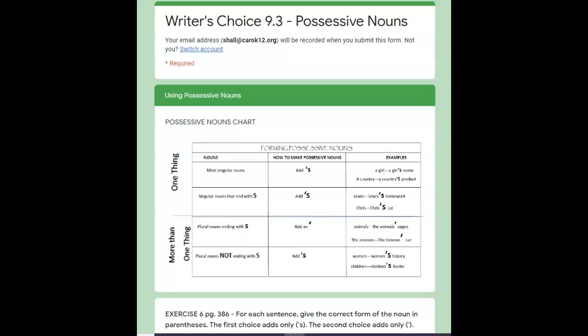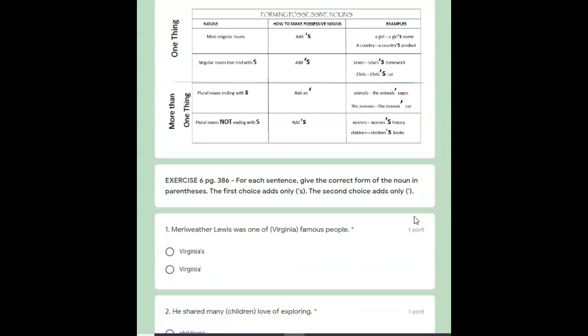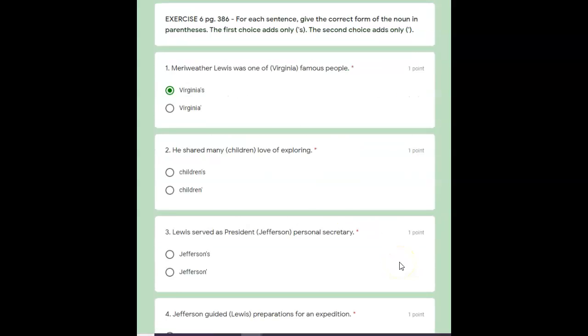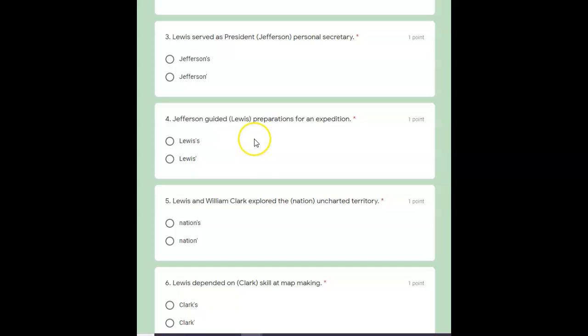Okay, for exercise 6, it is very similar to exercise 5, but you have a sentence, and you're going to have a word or words in parentheses that you need to make possessive the same way. You're either adding an apostrophe S or just an apostrophe. The chart is still here, same scenario. So Meriwether Lewis, number 1. Meriwether Lewis was one of Virginia's famous people. Virginia is the word we're talking about here. Virginia is a state. One place, not more than one place. Virginia does not end with an S, and for singulars we just add apostrophe S. So Virginia's.